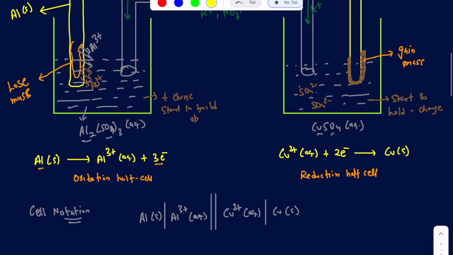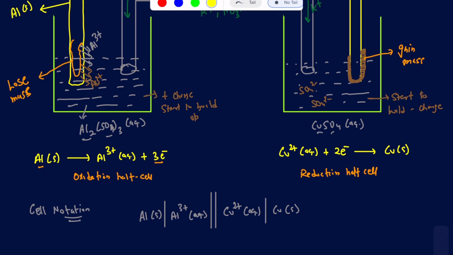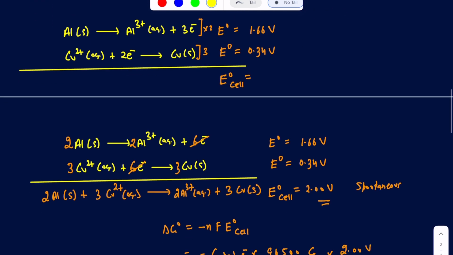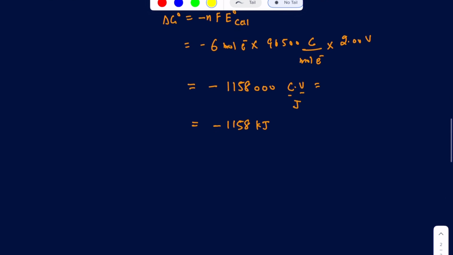Okay. Now, the other thing I want to talk about: what if this was actually not under standard conditions? This whole thing we calculated under standard conditions. Under non-standard conditions, I could very well have, let's say, aluminum 3 plus being 2 molar and copper 2 plus being, I don't know, let's say 1.5 molar. How do I account for that?